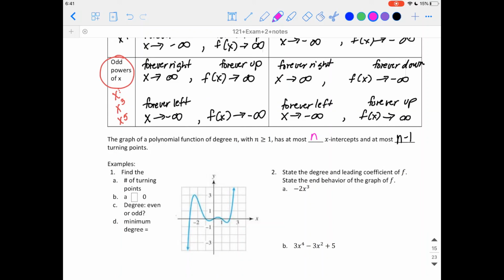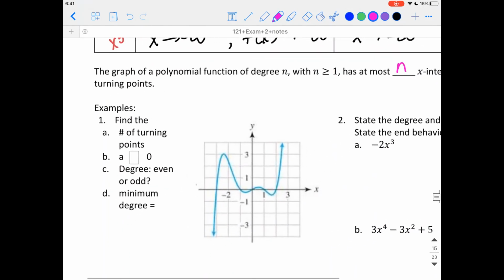So let's do these examples. Find the number of turning points. So the turning points for this graph is 1, 2, 3, 4. A has to be greater than 0, because of the end behavior of cubics and quintics, when your arrows are headed in this direction, A is greater than 0. The degree, is it even or odd? So it has to be odd.